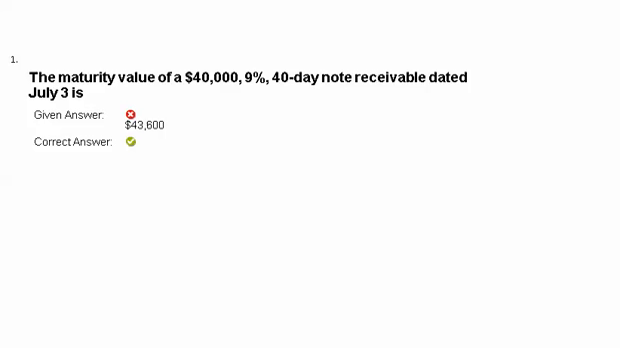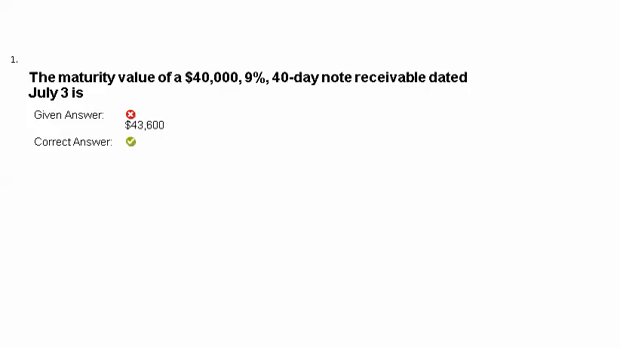This is a question that's asking us about the maturity value of a $40,000 note. On a note, we have the face value, which is the amount the note is written for, and that's the $40,000. And then we're going to have a stated interest rate, and in this case, the interest rate is 9%, and then we're going to have a period.